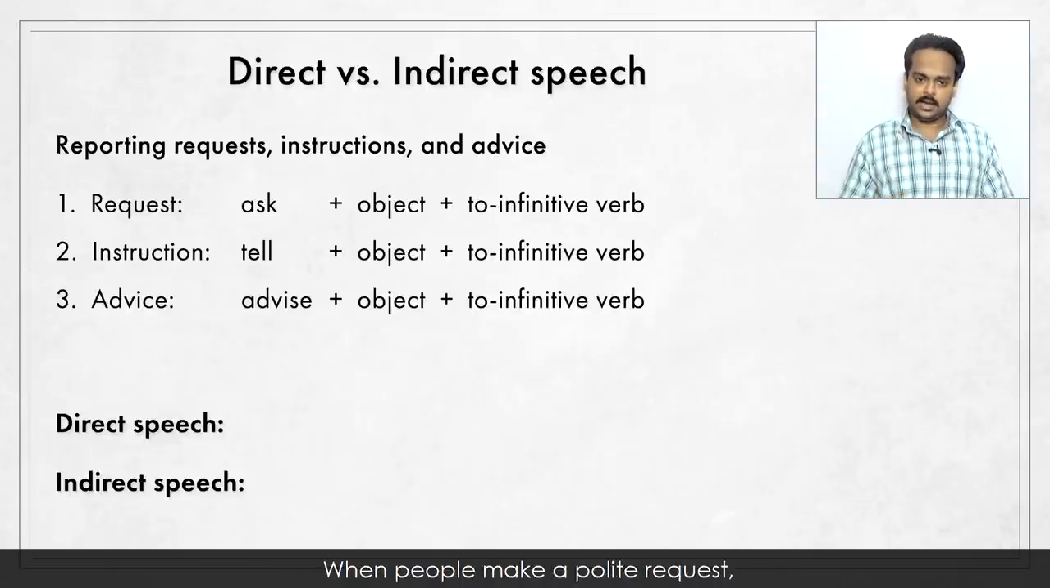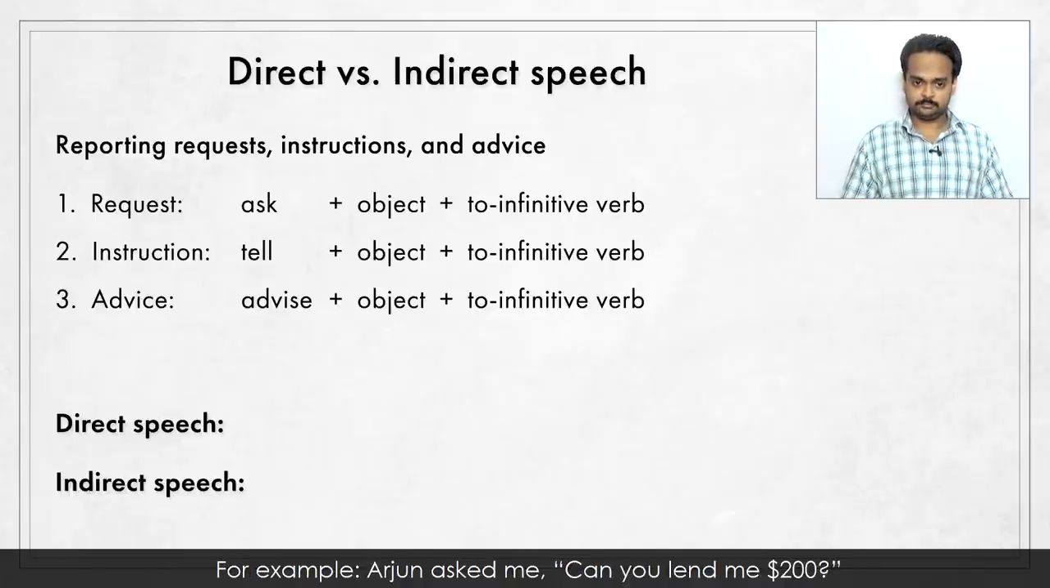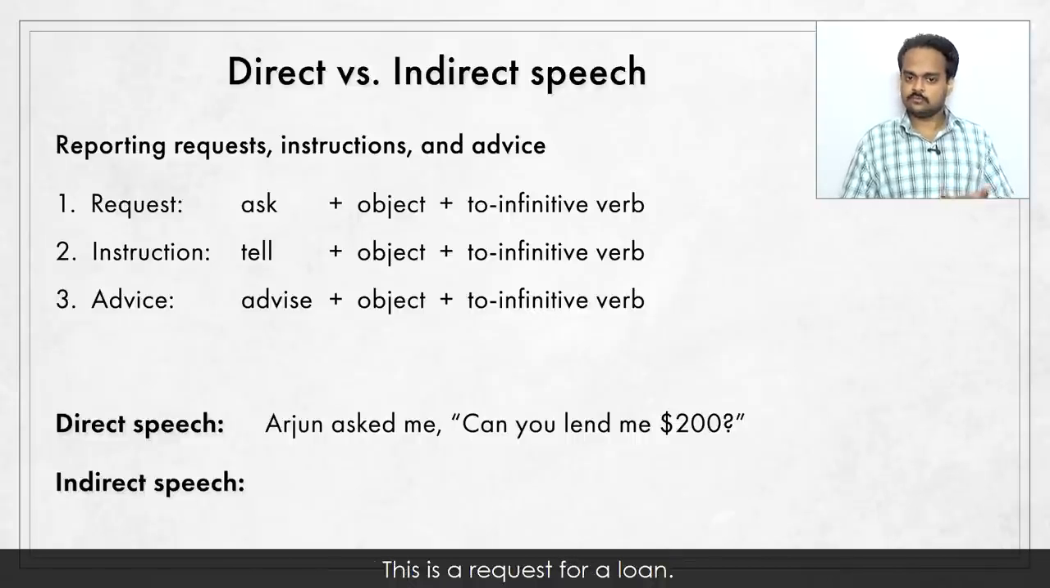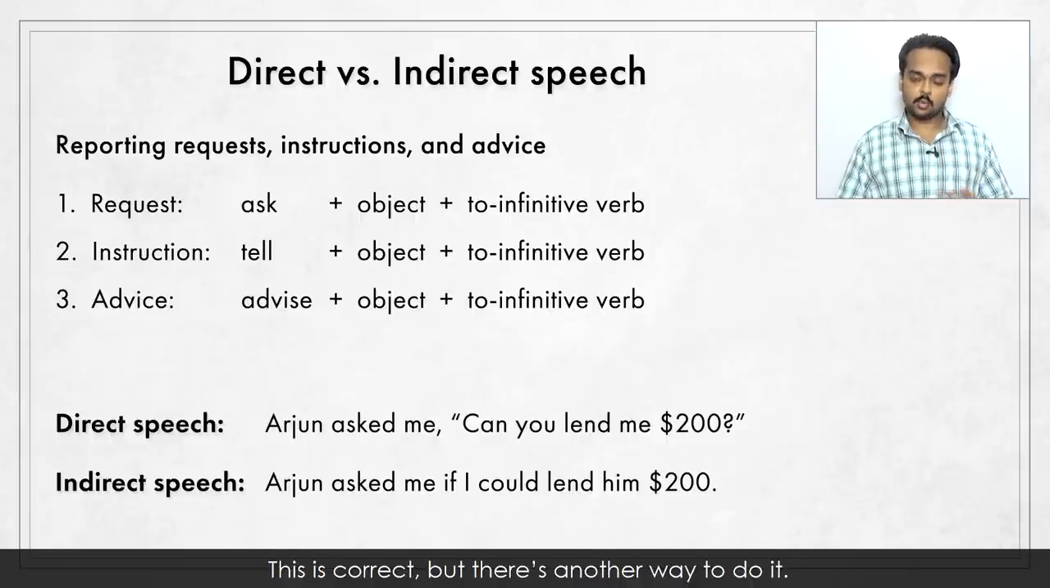When people make a polite request, they often phrase it in the form of a yes or no question. For example, Arjun asked me, "Can you lend me $200?" This is a request for a loan. You can report it just like a yes or no question. Arjun asked me if I could lend him $200. This is correct, but there's another way to do it.